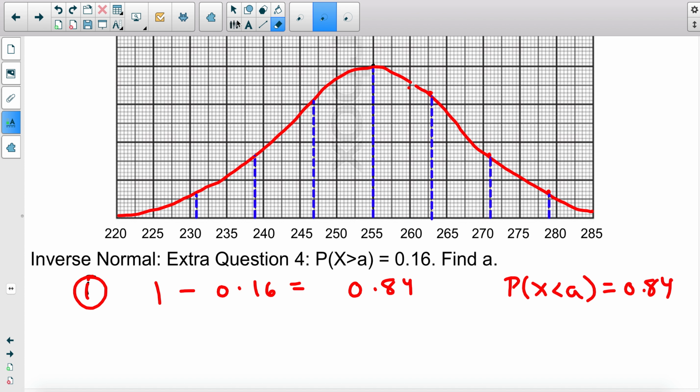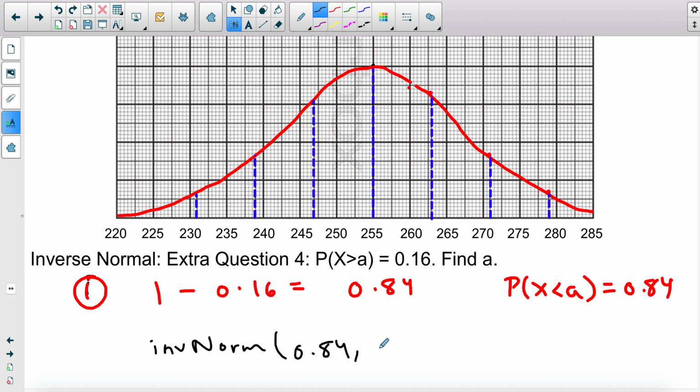So again, you use the inverse norm. So inverse norm, and then this time the area is 0.84 with a mean of 255 and standard deviation of 8, and this is going to give you 262.96, so not too far from here. Just about there, just about roughly. So the area underneath represents 84%, but the area above represents 0.16 or 16%. And so we did actually solve this question, but you had to go through this step.